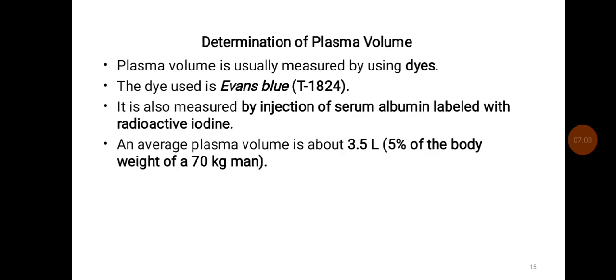So how is plasma volume determined? It is usually determined by using the dye dilution technique. The dye used here is Evans blue. It is also measured by injection of serum albumin labeled with radioactive iodine. An average plasma volume is around 3 to 3.5 liters, around 5% of the body weight of a 70 kg man.